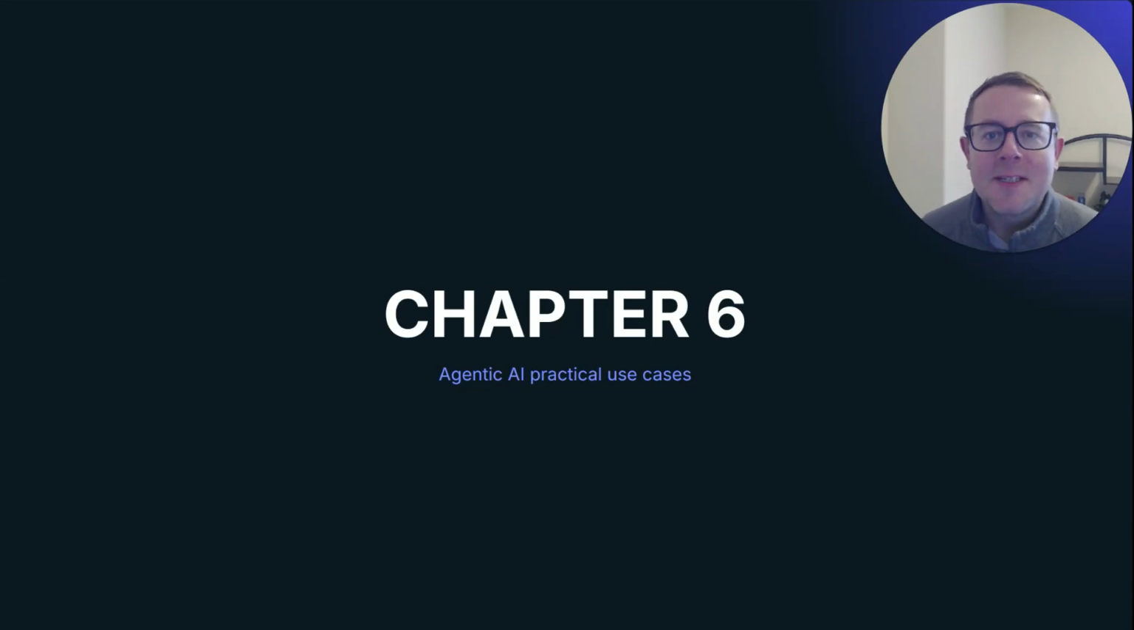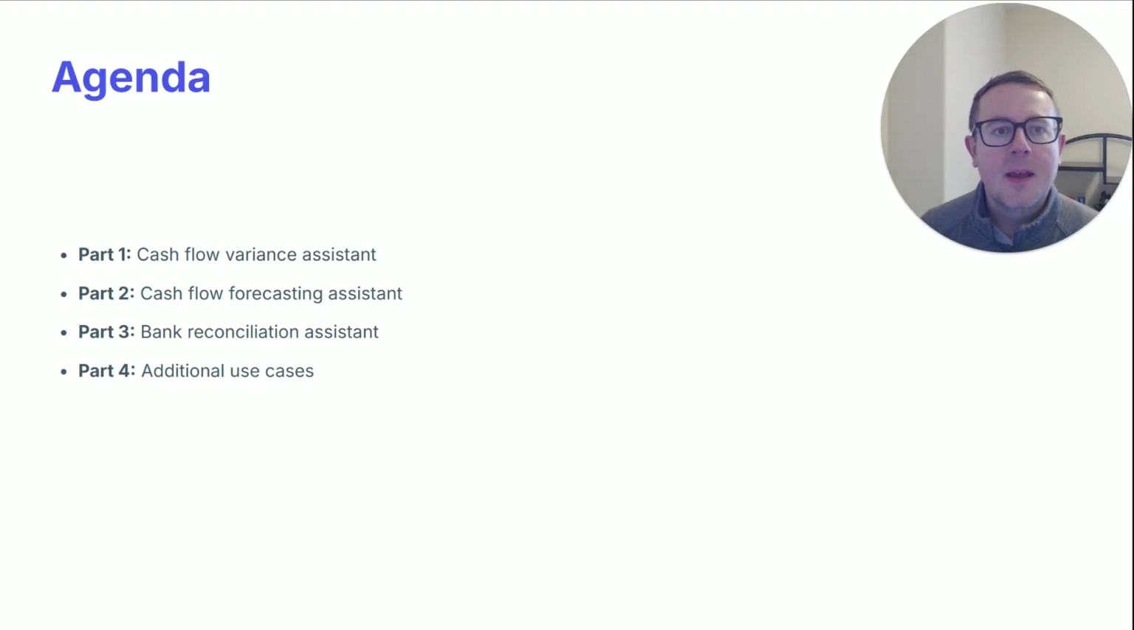Hello and welcome to Chapter 6, Agentic AI Practical Use Cases. In this chapter, we're going to look at a number of different assistants that we can build with ChatGPT's agent mode. We're going to kick things off by creating a cash flow variance assistant. Then we're going to create a cash flow forecasting assistant.